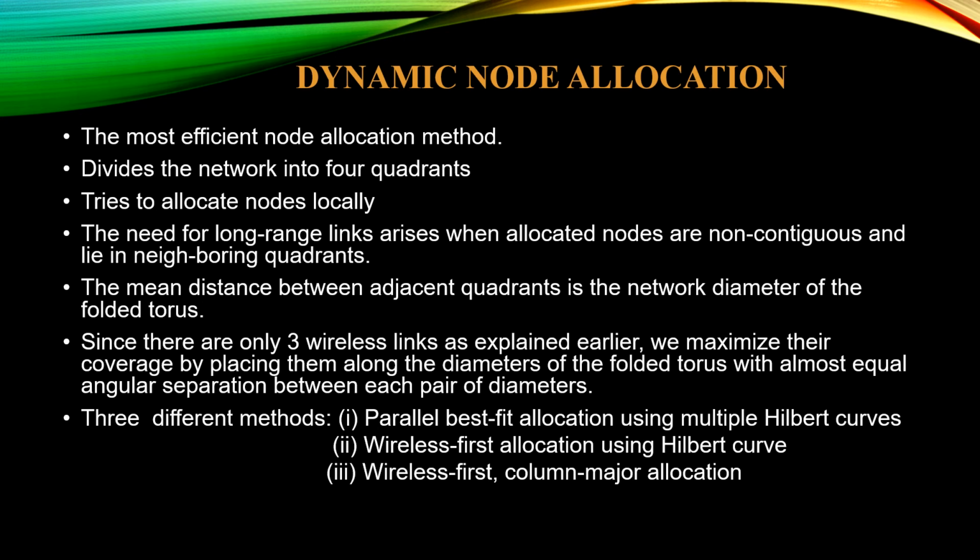And since there are only 3 wireless links, their coverage is maximized by placing them along the diameters of the folded torus network with almost equal angular separation between each pair of diameters. For dynamic node allocation, 3 different methods are used in this paper, and the comparison of results of each method is shown in the following slides.